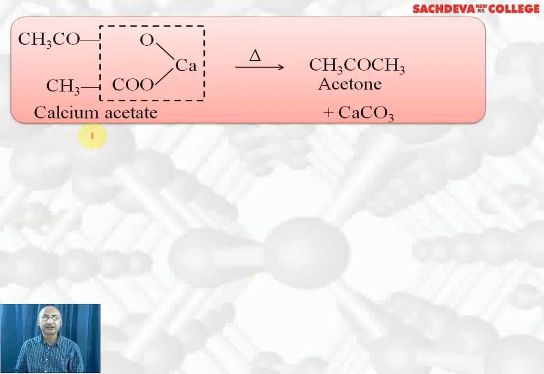Next reaction, we are heating calcium acetate alone. When you heat calcium acetate alone, calcium carbonate is removed and the product formed will be acetone plus calcium carbonate. So we get acetone and calcium carbonate, and ketones can be prepared by heating a suitable calcium salt of carboxylic acid.